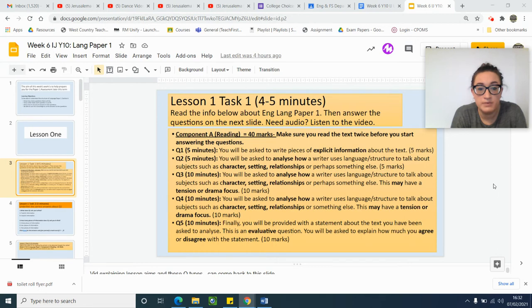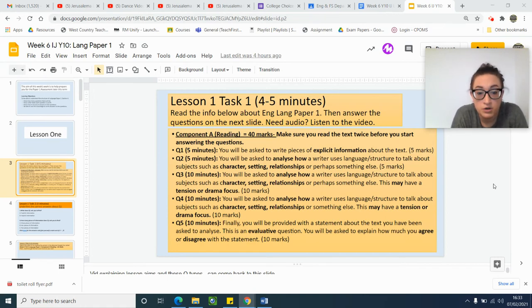Question 2 we take roughly 5 minutes on. You'll be asked to analyse how a writer uses language or structure to talk about subjects such as character, setting, relationships, and how they're presented, what inferences you get, or perhaps something else. And that one's worth 5 marks. Question 3 is where you spend about 10 minutes. So you'll be asked to analyse how a writer uses language or structure to talk about subjects such as character, setting, relationships, or perhaps something else. It may have a tension or drama focus, so how does tension or drama get built in this section? The paper doesn't always include a question on that.